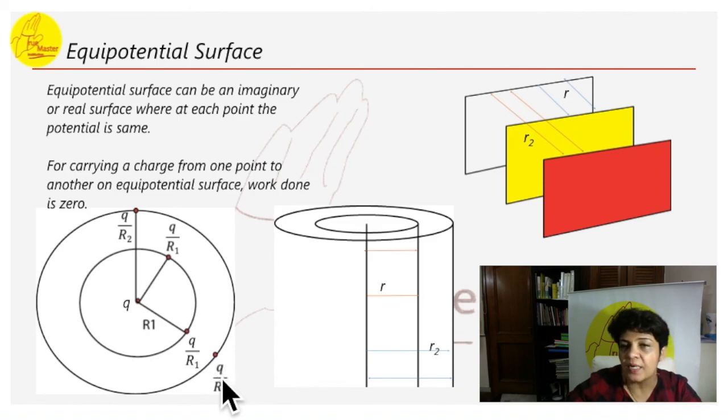In case we are taking a line charge, then we have to draw concentric cylindrical surfaces. If we place the test charge here and we place the test charge here, then both points will be equipotential. They have equal potentials at these 2 points. And if we draw another concentric cylinder, then this distance R2 is the same as this distance R2, so these 2 points will be equipotential.